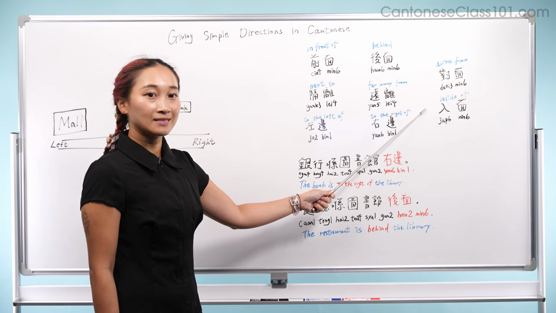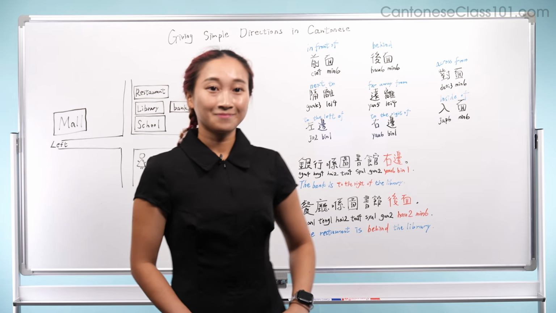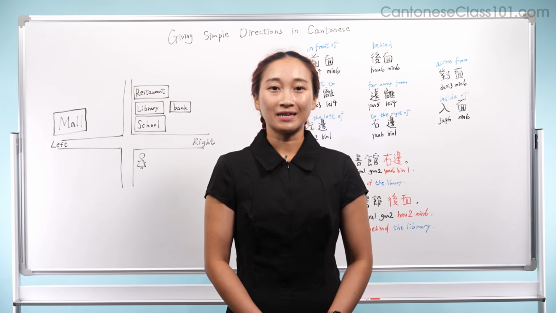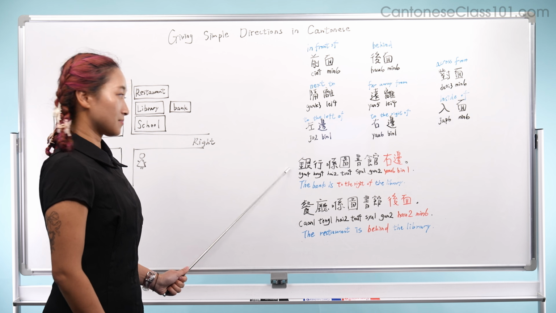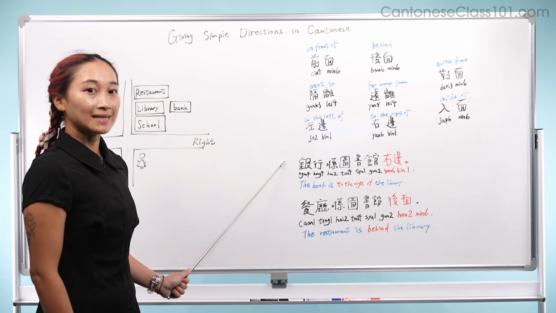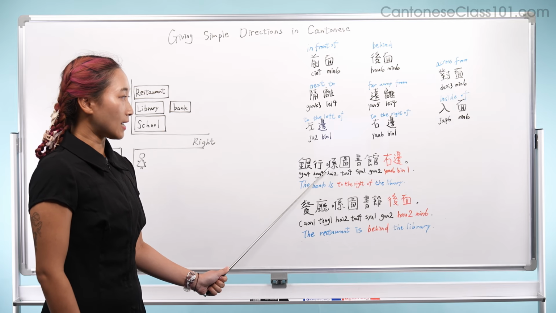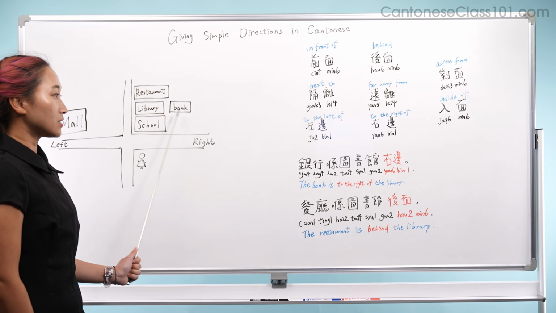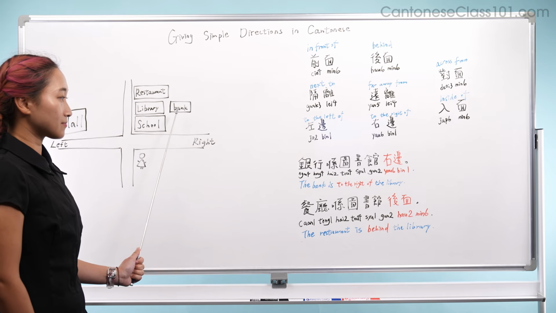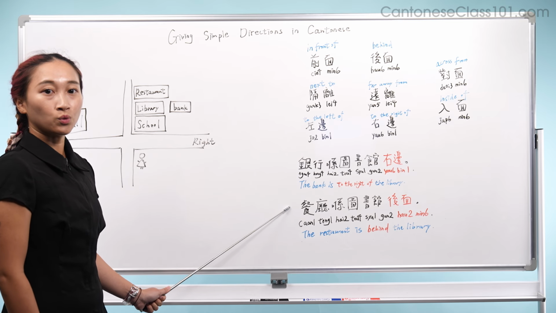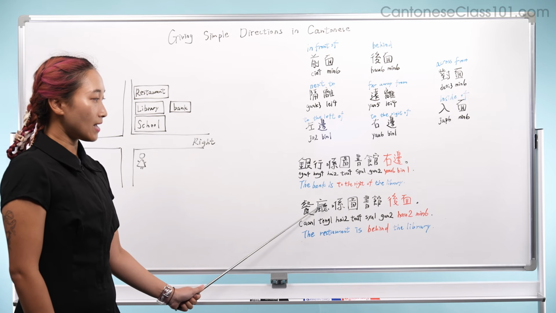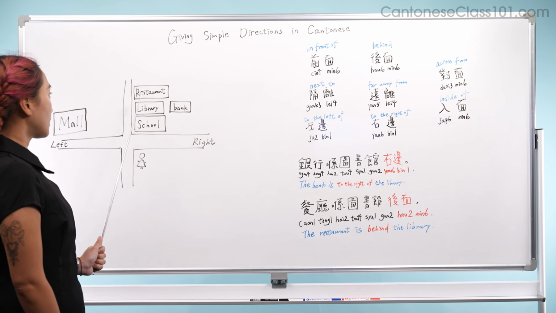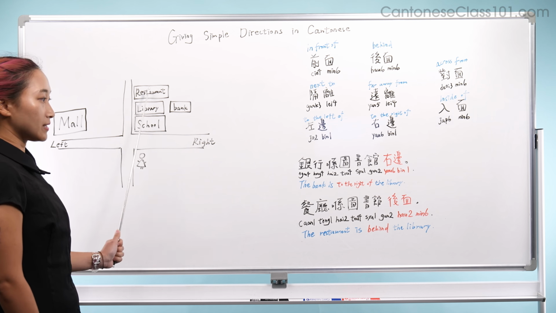Now let's look at some speaking examples. 銀行喺圖書館右邊。 The bank is to the right of the library. 餐廳喺圖書館後面。 The restaurant is behind the library.